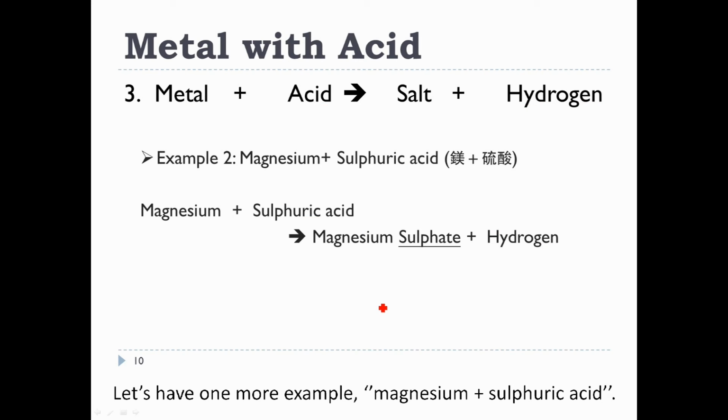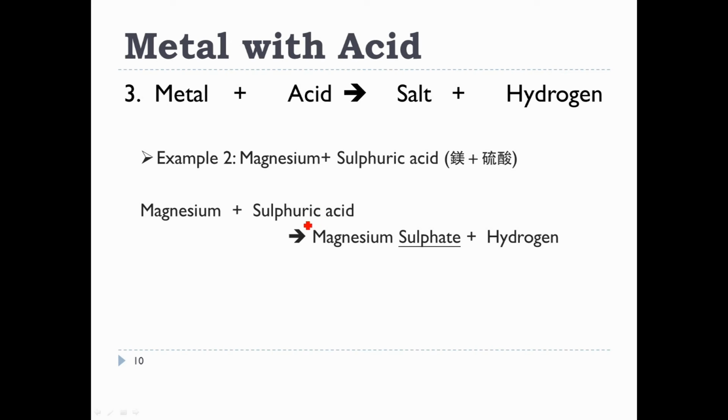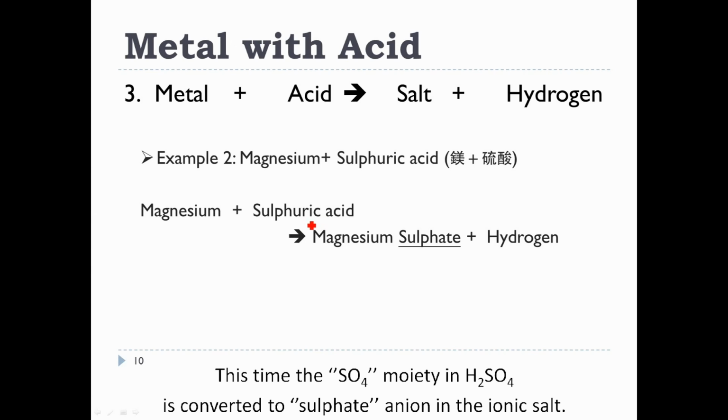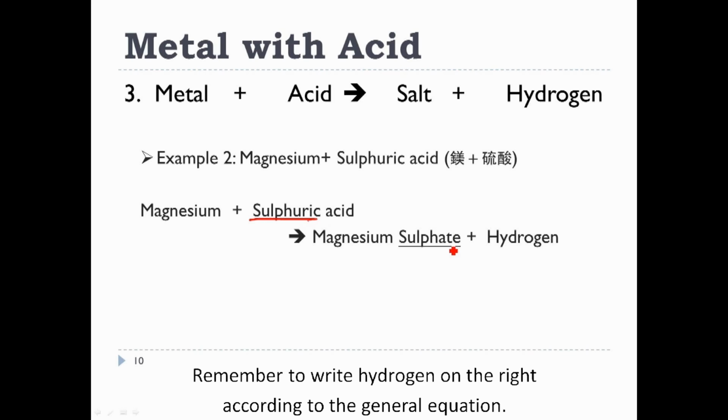Let's have one more example, magnesium plus sulfuric acid. The method is similar to the above example. The chemical formula of sulfuric acid is H2SO4. This time the SO4 moiety in H2SO4 is converted to sulfate, an ion in the ionic salt. In other words, sulfuric is converted to sulfate in the salt when metals react with sulfuric acid. Remember to write hydrogen on the right according to the general equation.